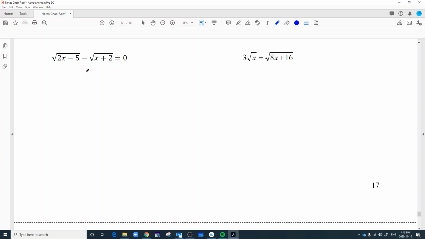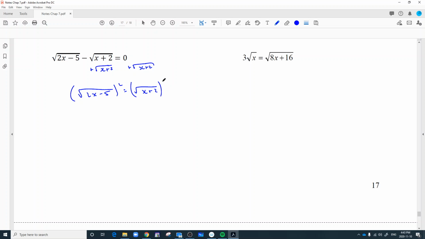Because if you remember from the end of that last video, if I don't isolate my radical and I go to square at this point here, you're going to end up with this binomial expansion, right? And you're not going to get anywhere. So the first thing you're going to do is isolate your radicals away from each other. So I'm going to add the square root of x plus 2 to each side. That's going to leave me with the square root of 2x minus 5 equal to the square root of x plus 2. Now I can apply my power rule.